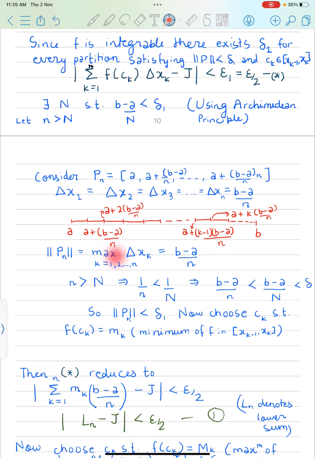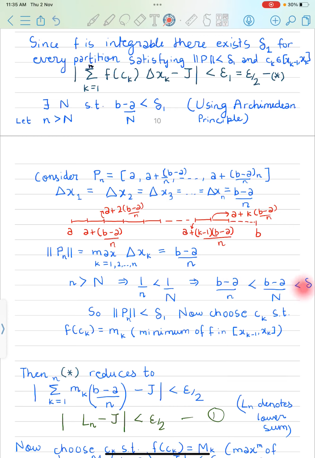The maximum of this norm is the maximum of these delta xk, and all these are equal, so the maximum is this one only, b minus a by n. Now n is greater than capital N here, so 1 by n is less than 1 by capital N. Now you multiply by b minus a, which is positive, so the inequality won't change.